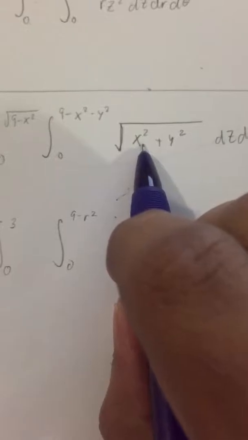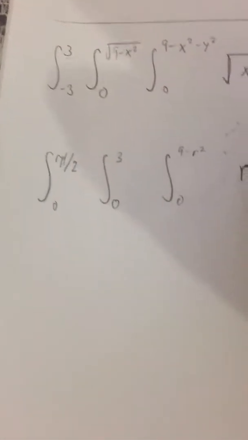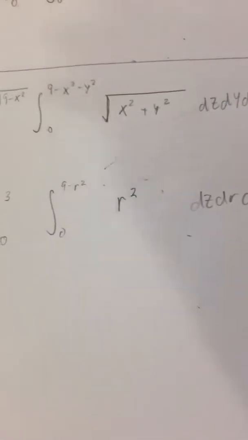I made a little mistake here, but I'll fix it in a few. Even if we look at the function, we have x squared plus y squared equals r squared. So here we can replace this with r squared. That's what my mistake was.